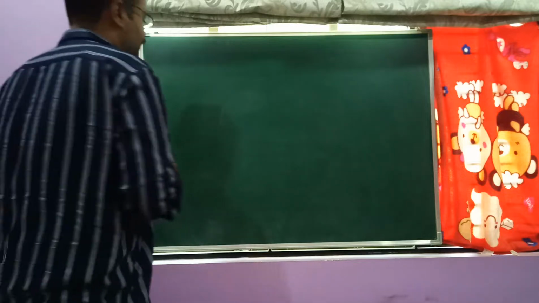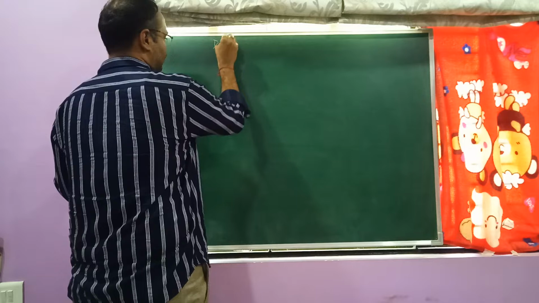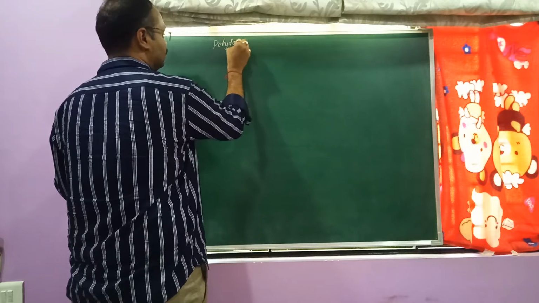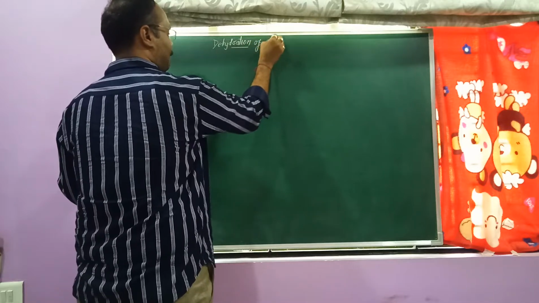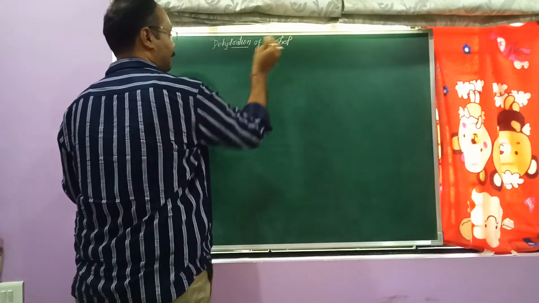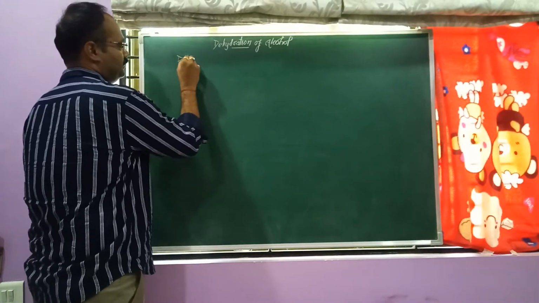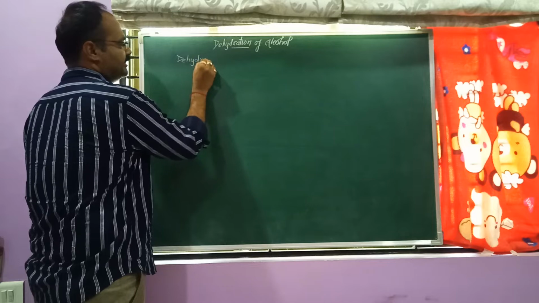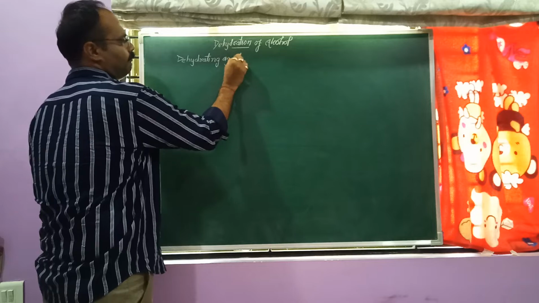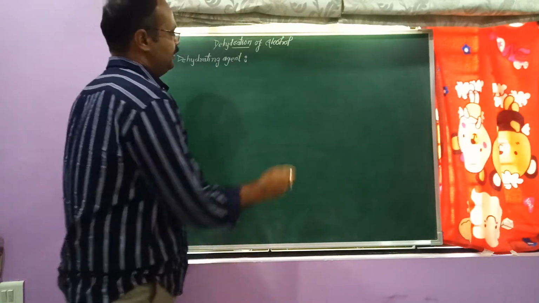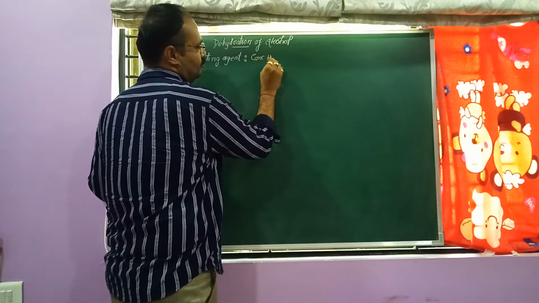Hello friends, in this lecture we will discuss dehydration of alcohol. For dehydration of alcohol, the dehydrating agent used will be protic acid, means concentrated H2SO4.